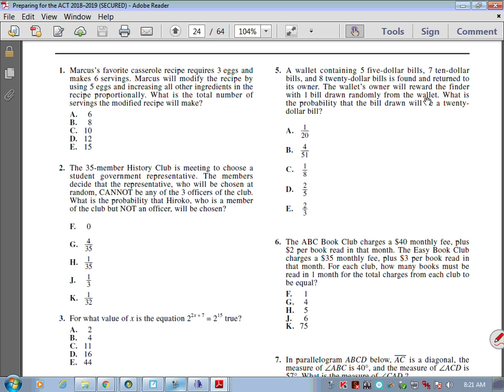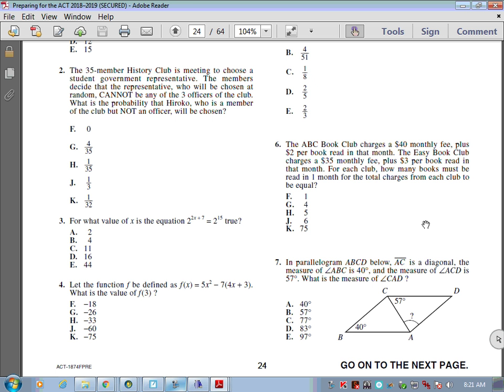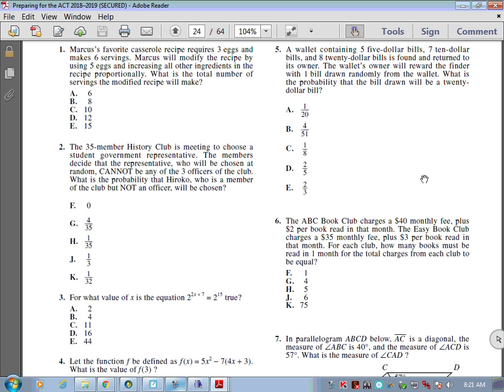We should be grading this. Let's start off here. Question number 1 is C. Question 2 is K. Question 3 is B. Question 4 is J.